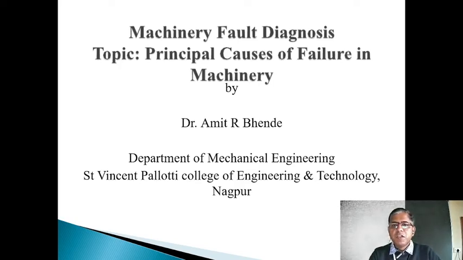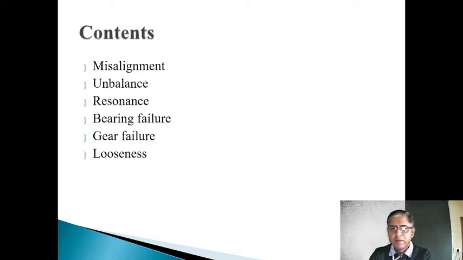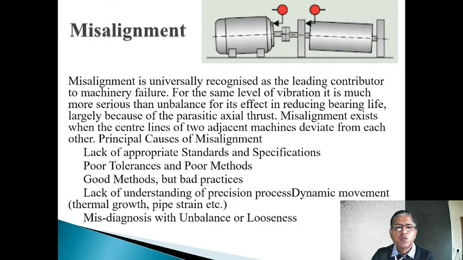So welcome to this machine fault diagnosis course. Today's topic is principal causes of failure in machinery. The contents of the presentation are misalignment, unbalance, resonance, bearing failure, gear failure, looseness. These are some of the common machine failures that we are discussing today. These are the basic machine failures like misalignment, unbalance, resonance, bearing failure, gear failure, looseness, etc. So we start with misalignment.